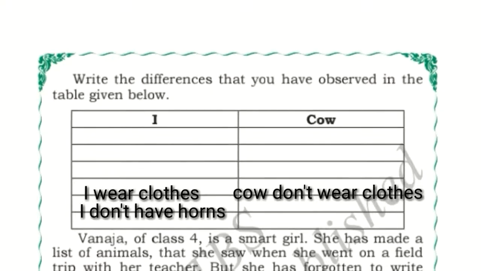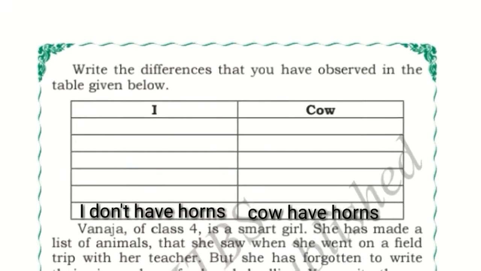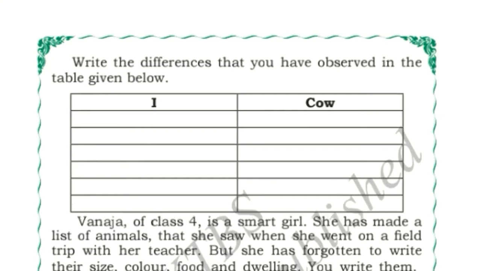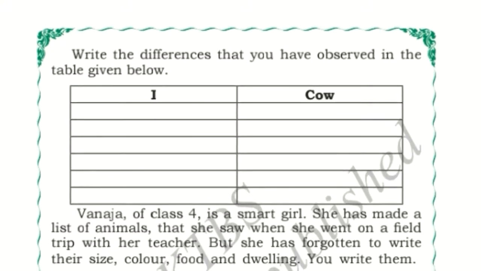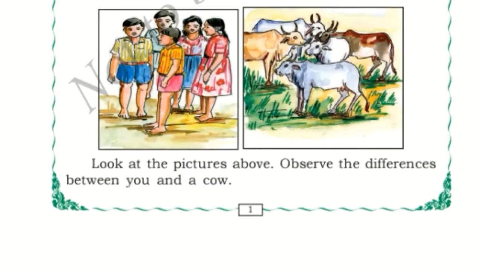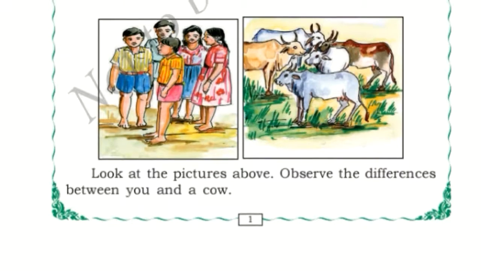Okay, another one we will write: cow gives milk, I don't give milk. So these are the differences between I and cow.